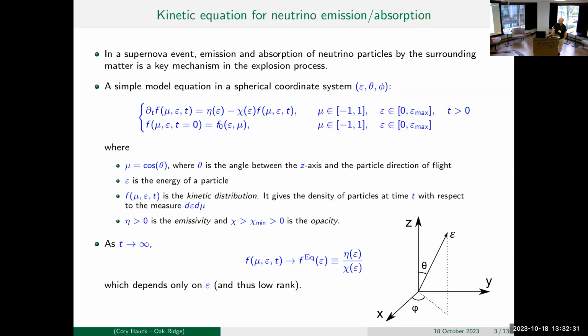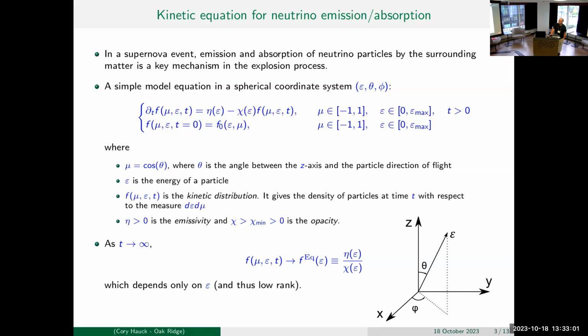So this is expressed in a spherical coordinate system, which I've written out here. So epsilon, if you think of this as a velocity vector in three space, then epsilon here is the energy. It's the magnitude, essentially. Theta is the angle with respect to a preferred direction, which I call Z. And then phi is ignored, actually. f is assumed to be symmetric around this angle phi. And the variable mu here is just the cosine of theta.